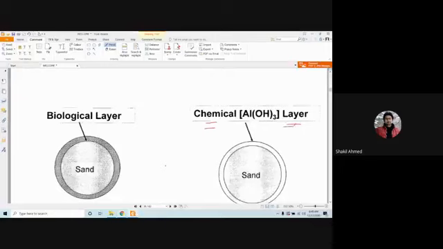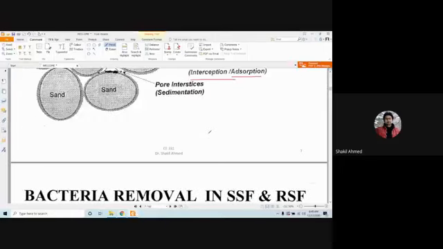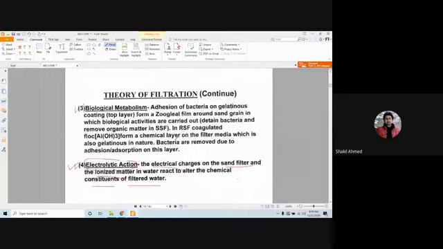The chemical layer can also be formed. So that's what they're telling, that adhesion of bacteria on gelatinous coating forms a biological film. Biological film means bacterial film. Zooglial film means bacterial film around the sand grain in which biological activities are carried out. It detains bacteria, that means it captures bacteria and removes organic matter in slow sand filter.